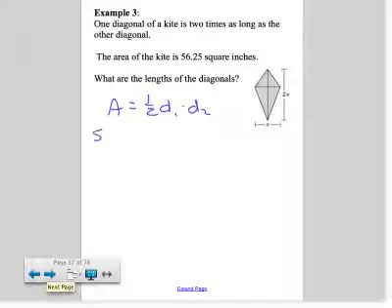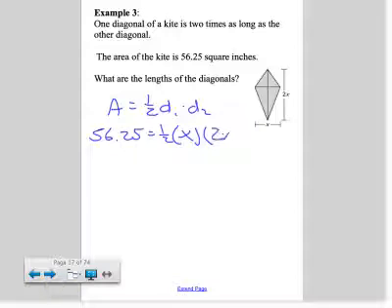Okay, I know A is 56.25. They told me that. 1/2. I know the first diagonal is x. I know the second diagonal is 2x. Solve for what you don't. Find x.